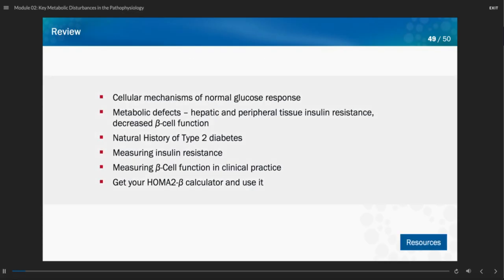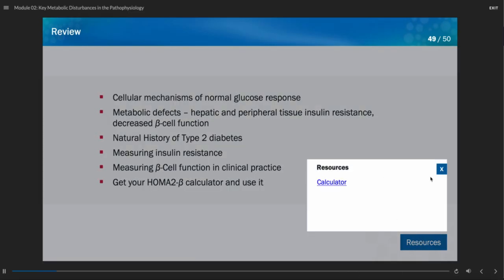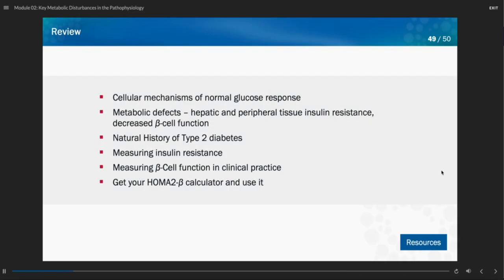So in review, we have gone over the mechanisms of normal glucose response, and from that context, moved to the metabolic defects that happen with the development of type 2 diabetes, including hepatic and peripheral insulin resistance and that decrease in beta cell function. We follow the natural history of type 2 diabetes, with the pancreatic function actually going up at first and then coming down later, and that continuing increase of insulin resistance, both peripherally and in the liver.